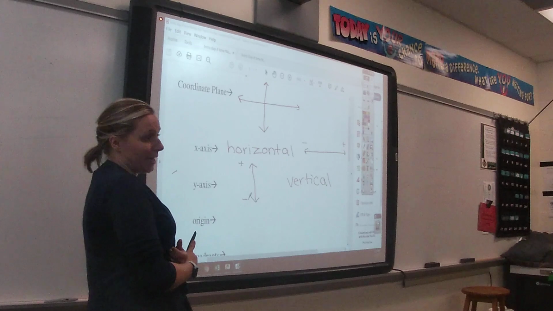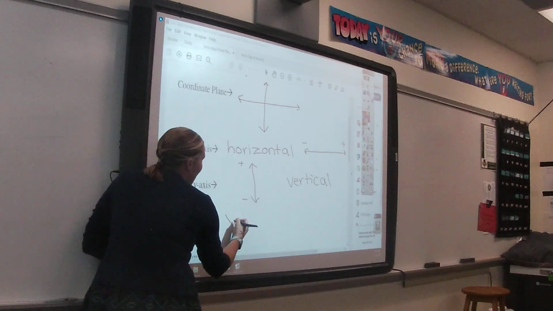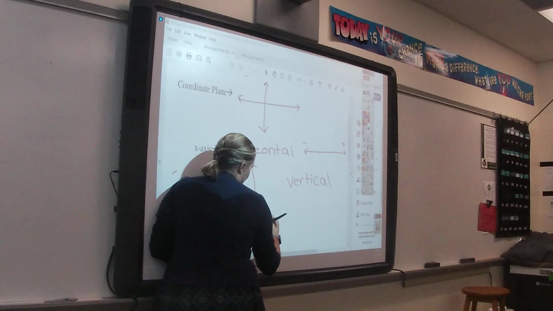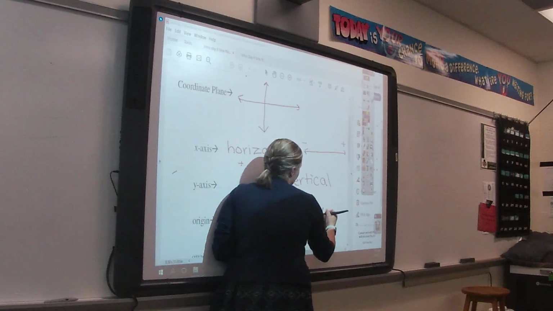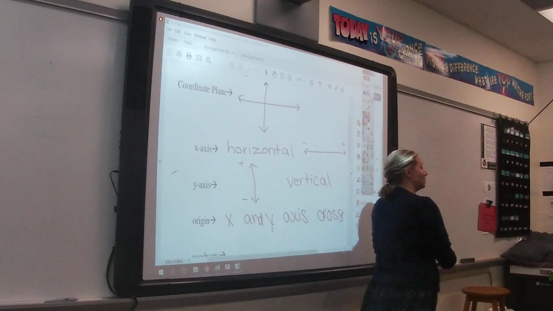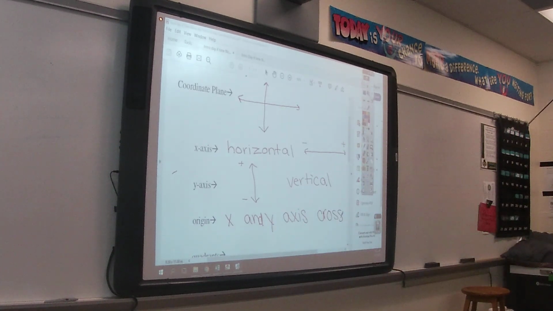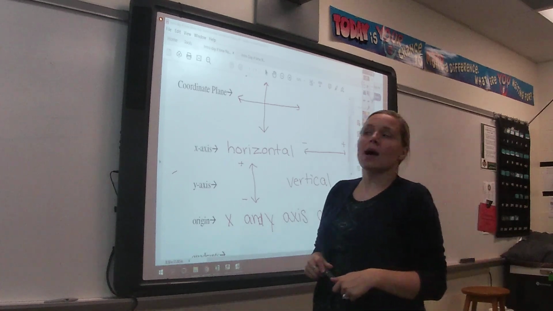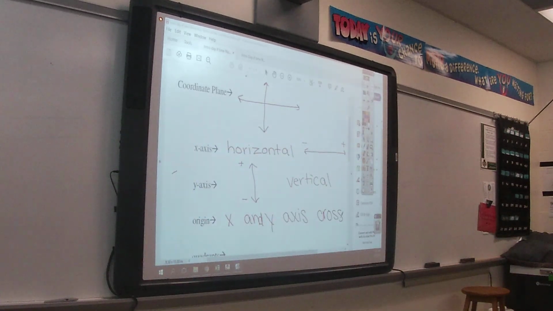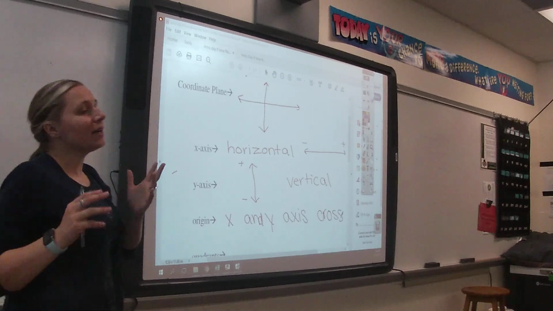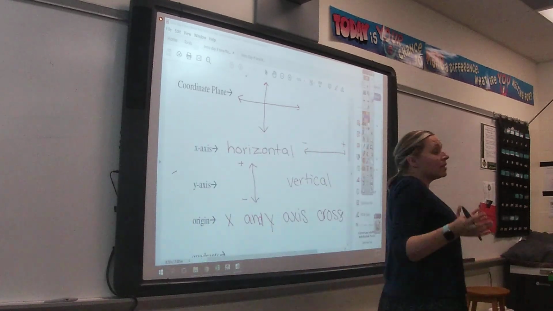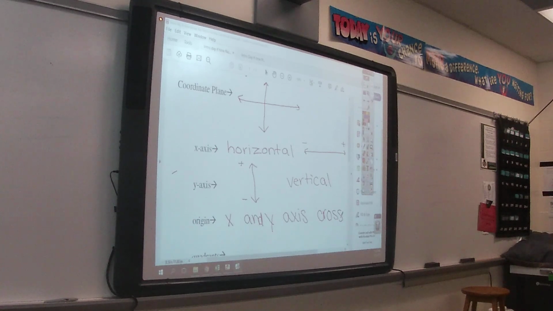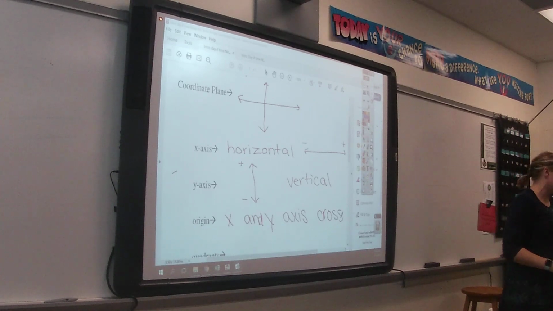Okay, the origin is where the x and y cross. Now, my students do tend to think about this as the middle of the coordinate plane, because a lot of the times when we are looking at a coordinate plane, we are looking at a 10 by 10 grid. But I'm going to avoid saying that word because sometimes we'll zoom in to a specific portion of the coordinate plane, and that 0, 0 might not actually be in the middle.